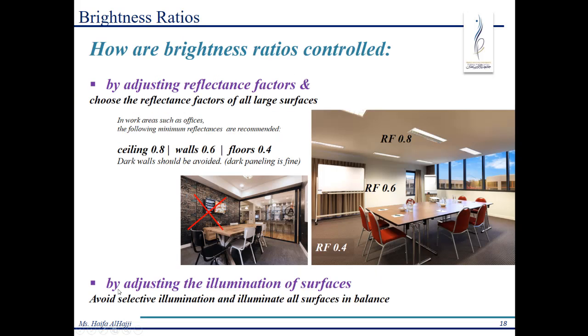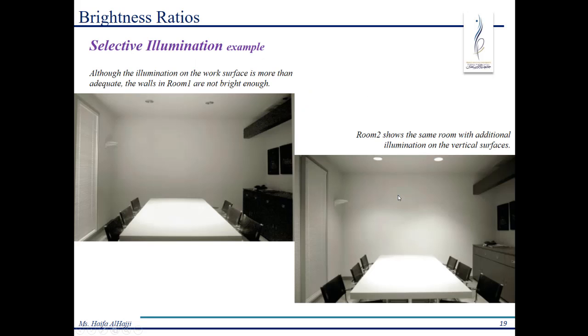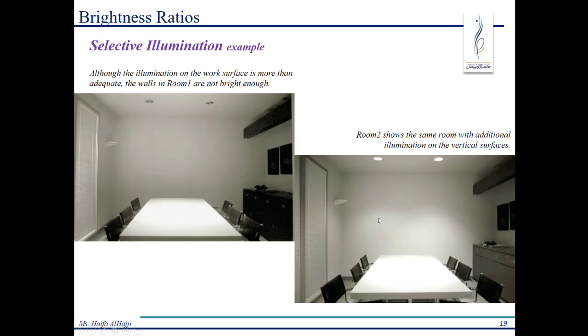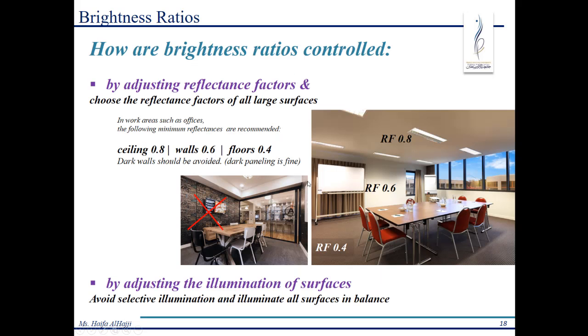Now we also need to be careful about avoiding selective illumination. What do I mean by selective illumination? When I'm distributing the light, I have to illuminate all the surfaces in that area. For example, here I illuminated only the tables, and this wall is not illuminated, it's a bit dark, and so is this wall. So I have to be careful to add light to all the areas and illuminate all the surfaces in the space. So we have two things: directing the light onto the walls and assigning the correct reflectance factor to the surfaces from the start. This is how I can adjust the brightness ratios in a space.